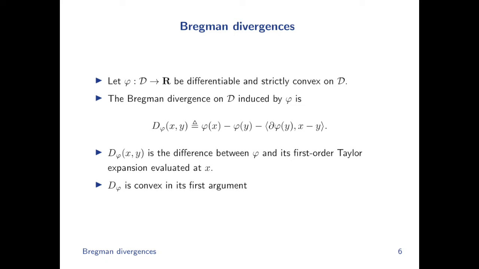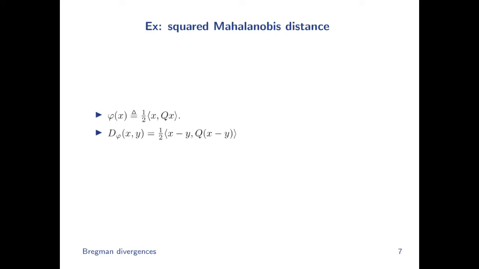And so Bregman divergences are basically very easy to deal with in terms of their first argument. And as we'll see in the analysis, we will generally only deal with the first argument of the Bregman divergence. Okay, so that was the definition of a Bregman divergence.